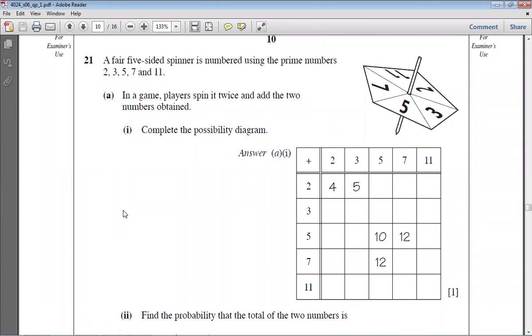A fair five-sided spinner is numbered using the prime numbers 2, 3, 5, 7, and 11. In a game, players spin it twice and add the two numbers obtained. Complete the possibility diagram. So this is the first spin, and this is the second spin. So 2 plus 2 will be 4, 2 plus 3 will be 5, 5 plus 2 is 7.